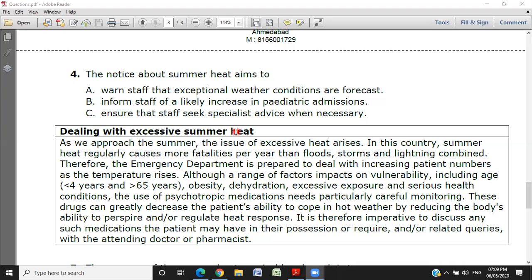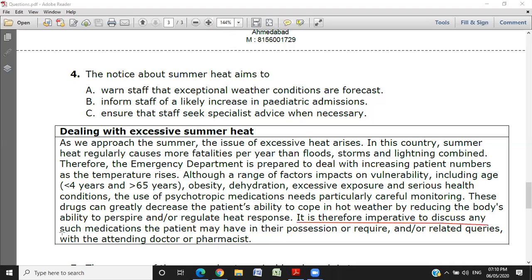And A I ruled out because they mention only the weather condition forecast. The main topic is not about that, and I choose C because they also say specifically advise when necessary. They talk about psychiatric medication, and it is imperative to discuss any such medication that the patient may have in their possession.